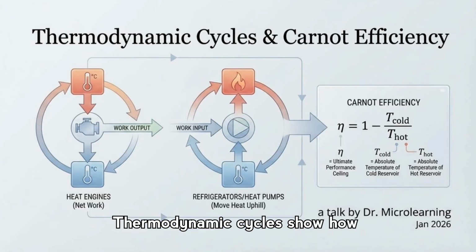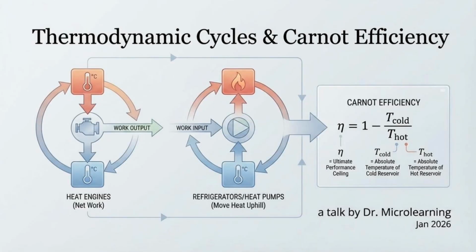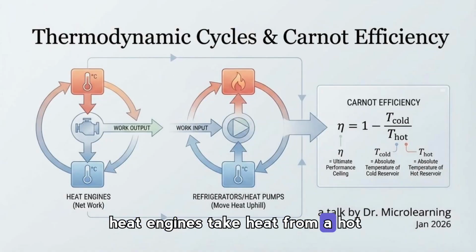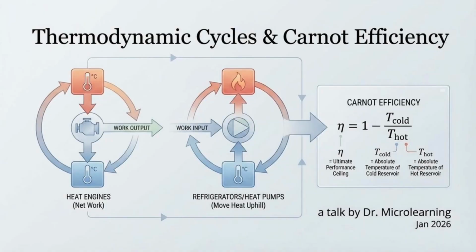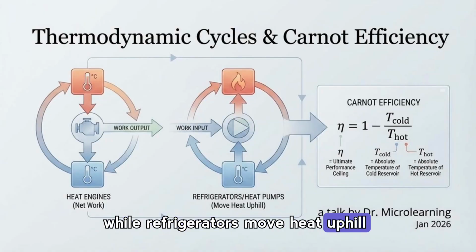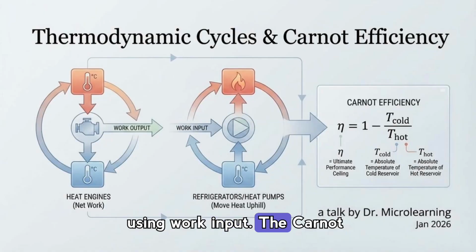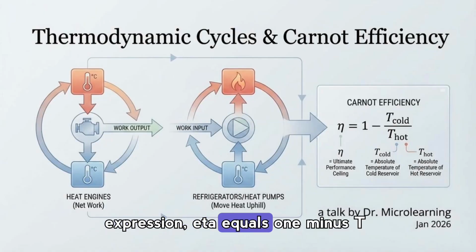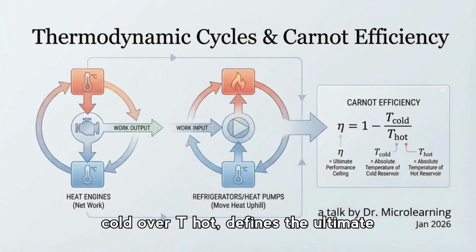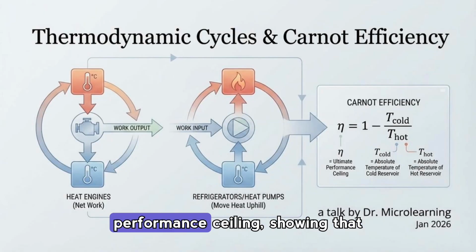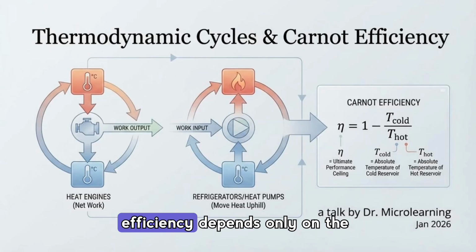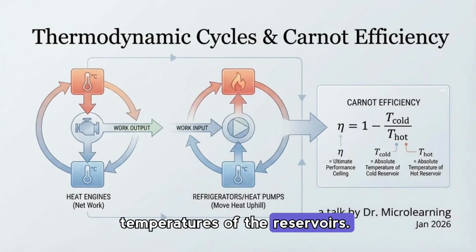Thermodynamic cycles show how engines and refrigerators operate. Heat engines take heat from a hot reservoir and produce net work, while refrigerators move heat uphill using work input. The Carnot expression, eta equals 1 minus T cold over T hot, defines the ultimate performance ceiling, showing that efficiency depends only on the temperatures of the reservoirs.